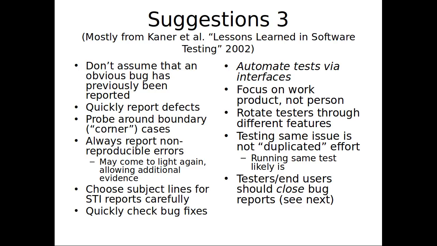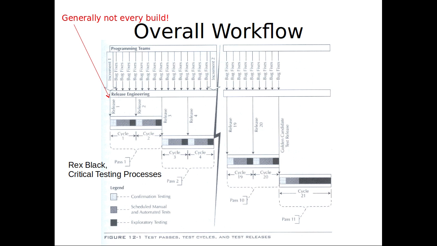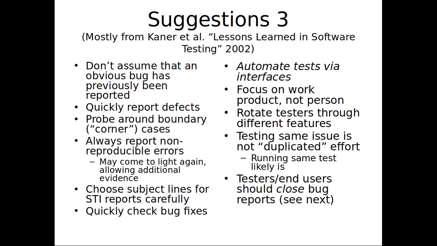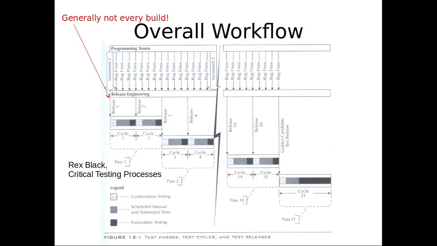So testers and end users should close bug reports rather than the developers themselves. The final resolution should be those in the test team or those who report, not developers. Developers can say it's fixed, but it needs to be tested for it to be fully closed and resolved. So the overall workflow is, the programming team is releasing, this is from Rex Black's book on critical testing processes. They're releasing bug fixes, and some of those are released to the testers, and the testers will then do confirmatory testing.